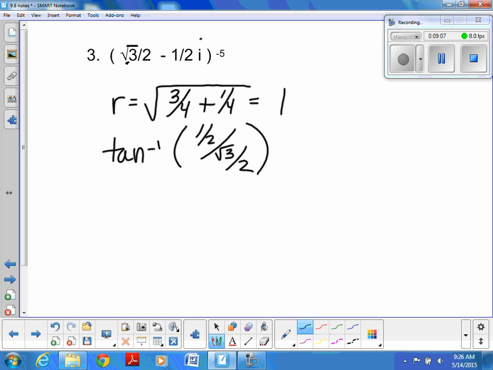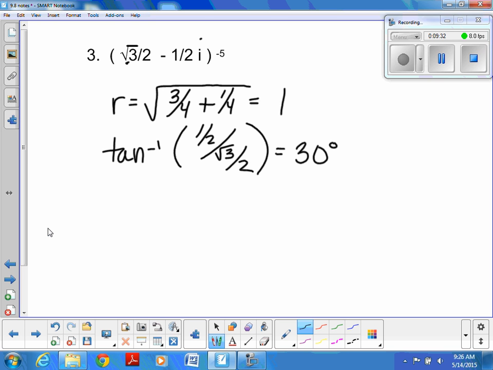Okay, anyway, you shouldn't have to use your calculator. You should be able to flip it, but whatever you want to do. You can flip it. You can just plug it into your calculator. I'm not going to make a mistake. It comes out to be 30 degrees. Is that what you guys are getting?